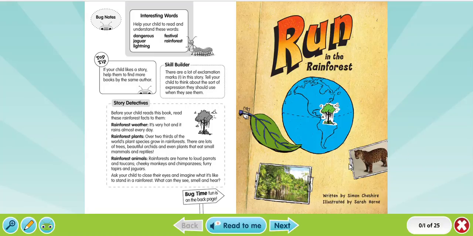And here we also have a picture of an animal we can find in the rainforest. Do you know what this animal is called? Exactly, a jaguar. And here the leaves and different trees and water in the rainforest. So let's begin with reading the book. Run in the rainforest.